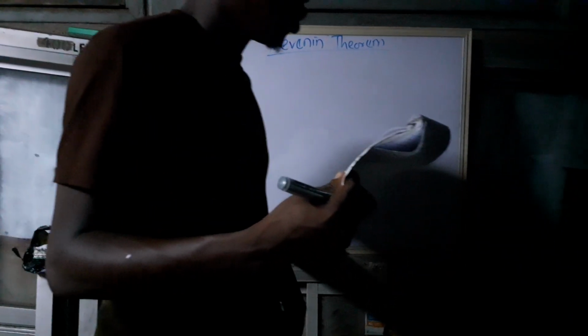So in all of this, you short your voltage source, open your current source, leave your dependent source. Don't touch your dependent source at all. So let's look at a question.